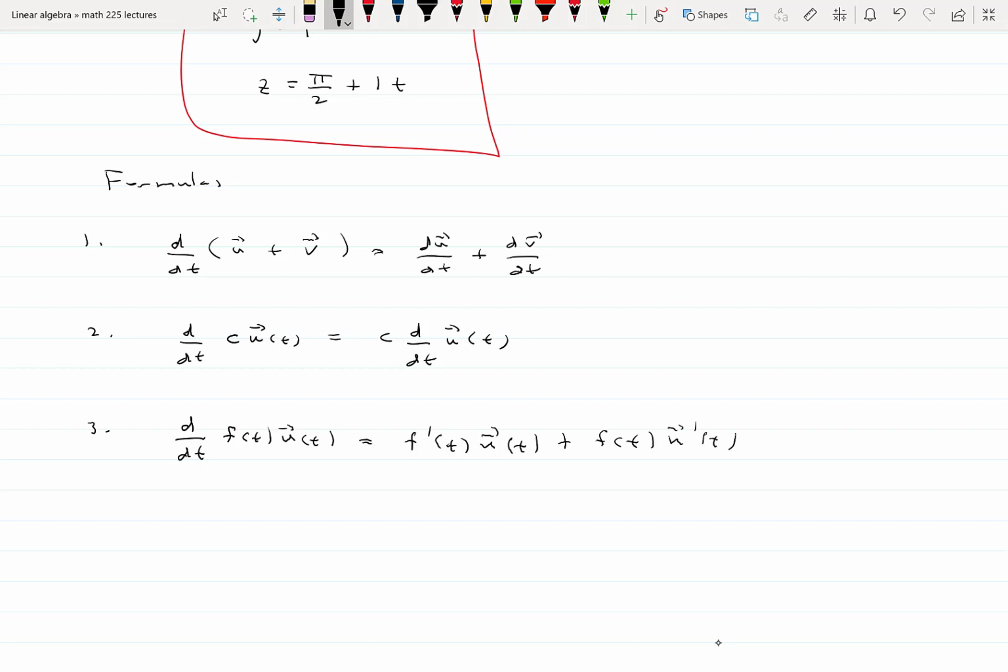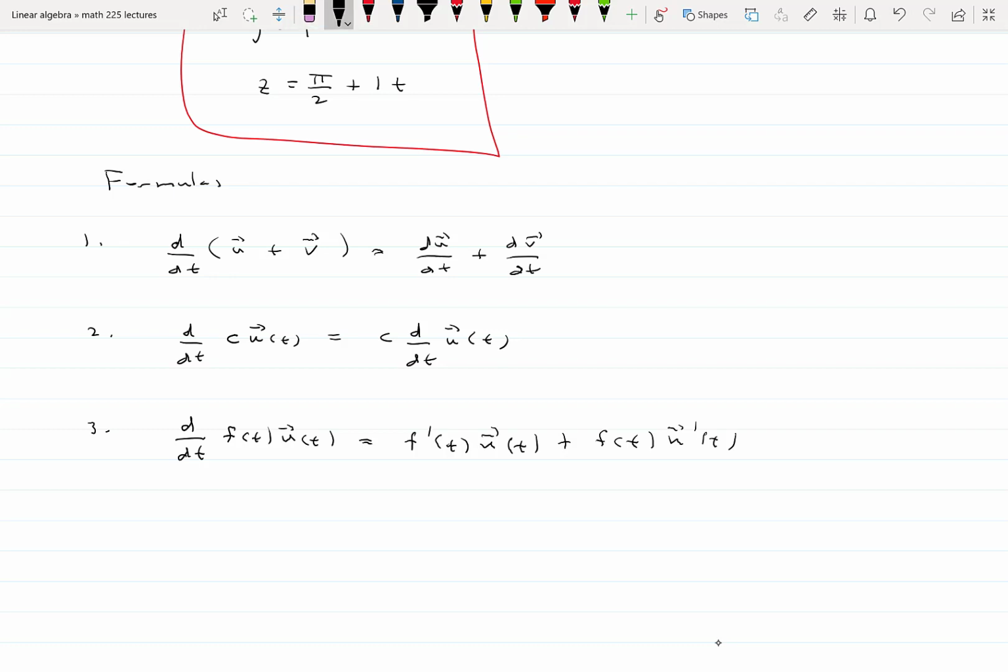plus the scalar function times the derivative of the vector function. Since it doesn't make any sense to write u of t times f of t, we don't. It just makes no sense. Remember, there's no such thing as a vector times a scalar. u5 doesn't have any meaning. So let me get rid of that stuff. So the order is kind of important, the way we write this.